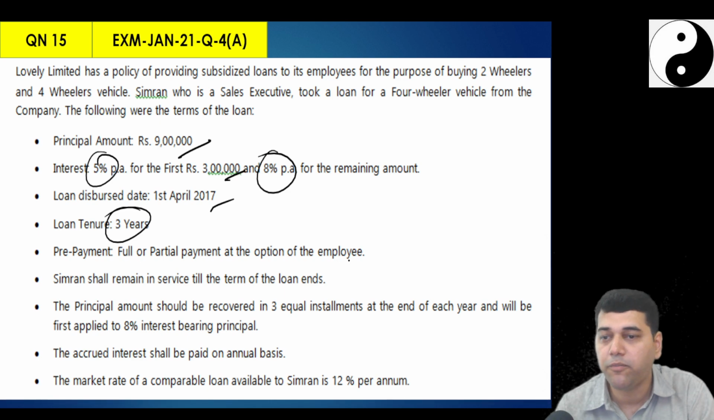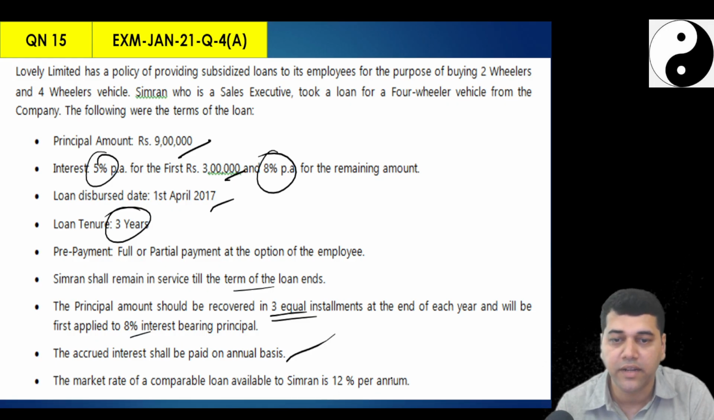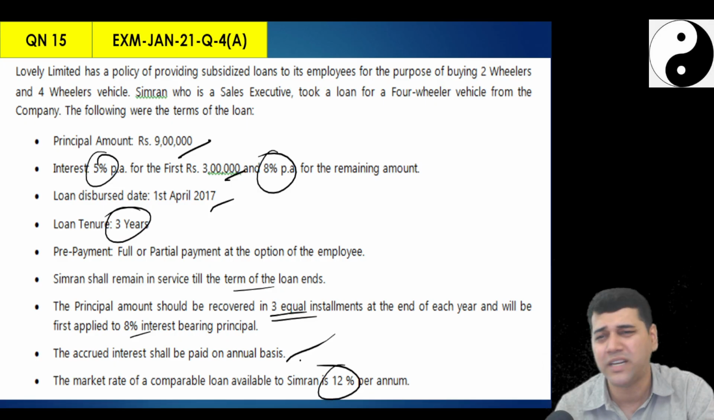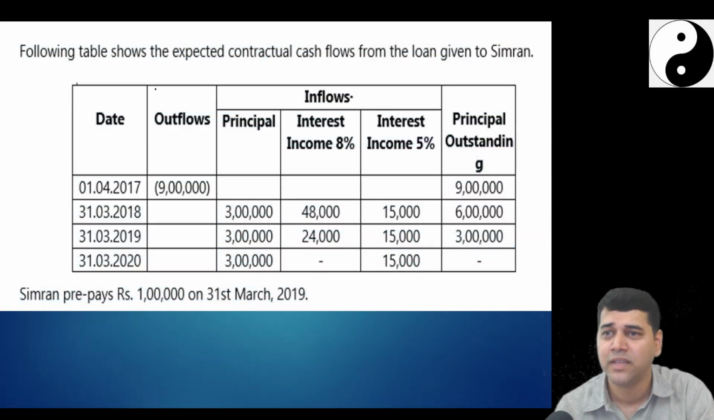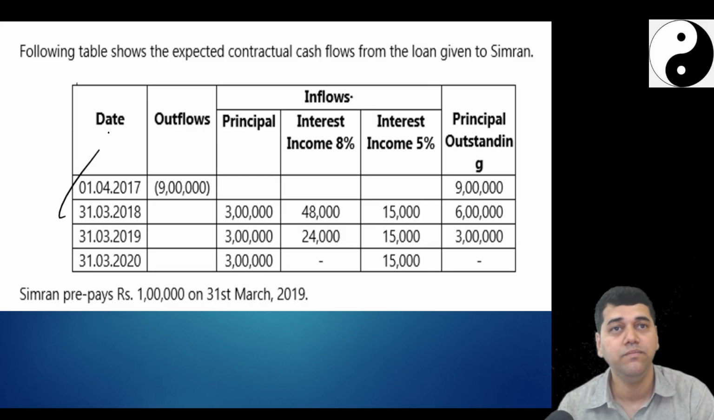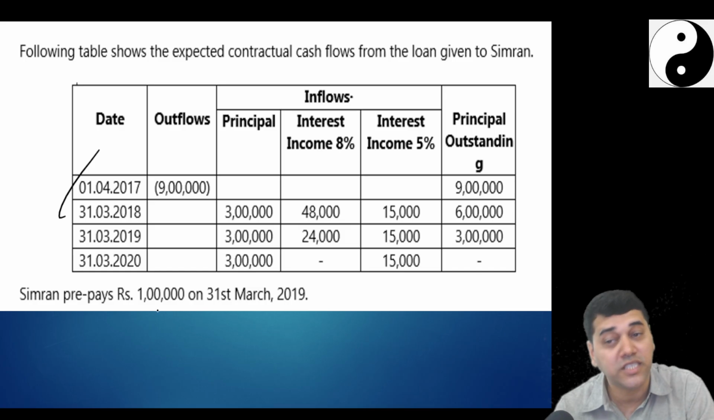Prepayment you can do in full, at the option of the employee. Simran shall remain in the service. Principal amount should be repaid in 3 equal installments. 8% first you should recover. Accrued interest on annual basis. Market rate is 12% per annum. Oh, by now you understood, sir, it is the same study material question. The following table shows the contractual cash flows, the original cash flow is given and how much she pays.